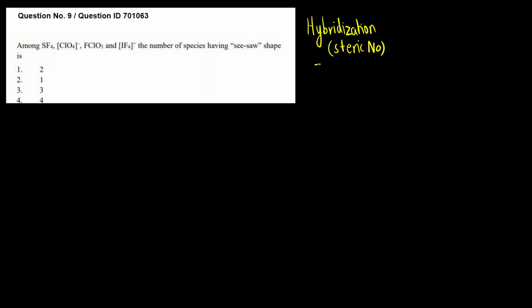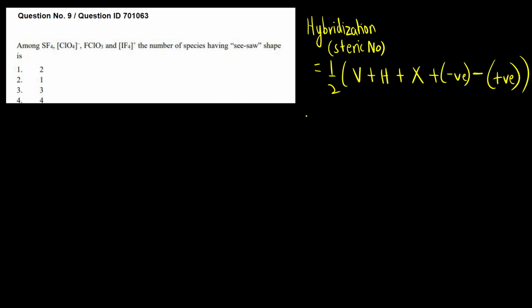What is the formula? Half into the number of valence electrons of the central atom. What is the central atom? It is the one that is less in number. Plus hydrogen, plus the number of halogens, plus any negative charge, because when we add electrons we get a plus sign. Minus positive charge, why minus positive? Because when we remove electrons we get a positive charge. So this was the formula for hybridization. How to calculate the number of lone pairs? The number of lone pairs is the steric number, that is the answer from this formula, minus the side atoms.